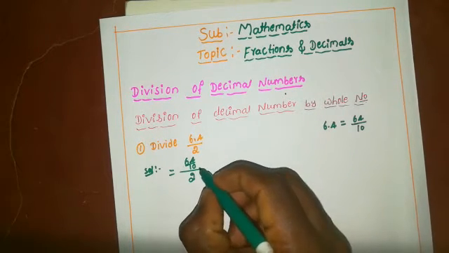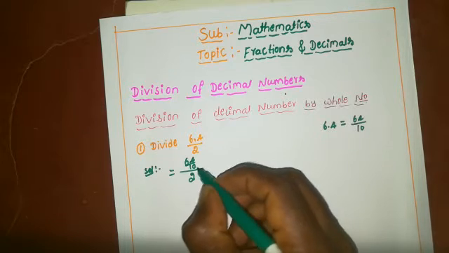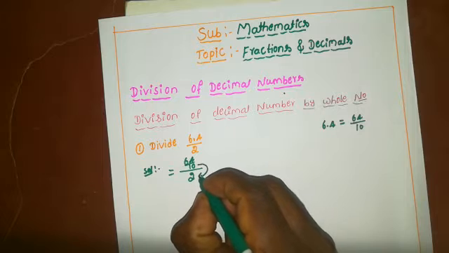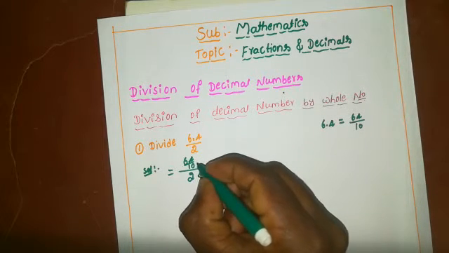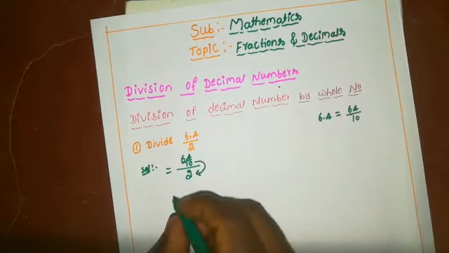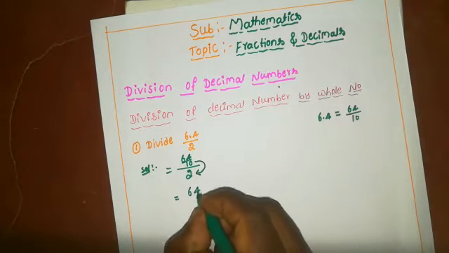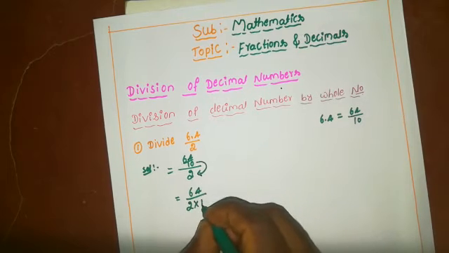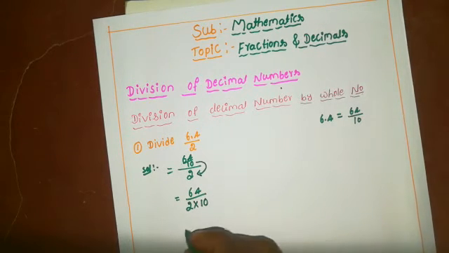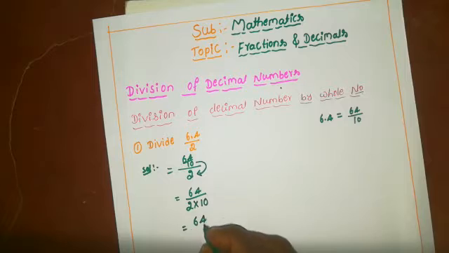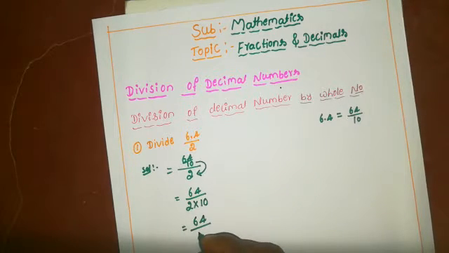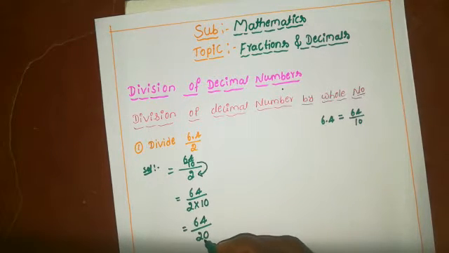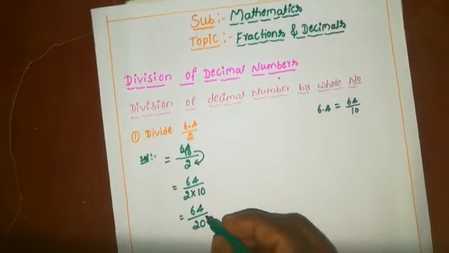Now the denominator of the numerator comes to the denominator, which means the 10 comes to the denominator. So it is 64 divided by 2 into 10. Now 10 twos are how much? 20. Now we have to divide 64 by 20.